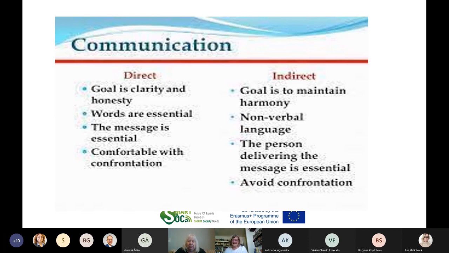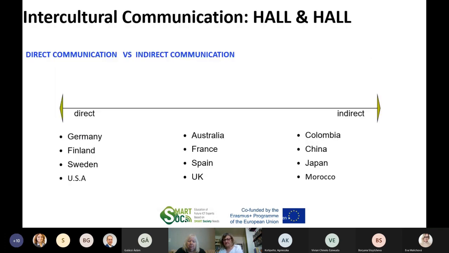And so in indirect communication, the person delivering the message is quite essential. We will try and see in which kind of communication you feel comfortable. First, as you can imagine, according to countries, we will have more direct or indirect communication. And as you can see, sorry, I'm not so good, so I could not put the little flags here.